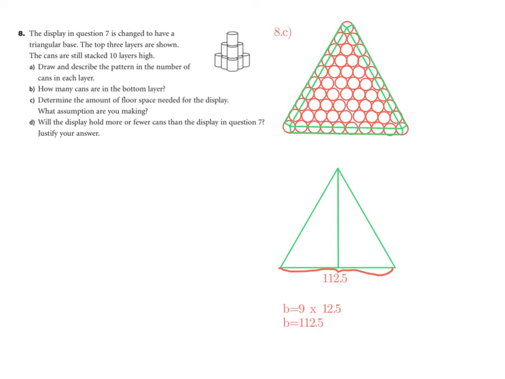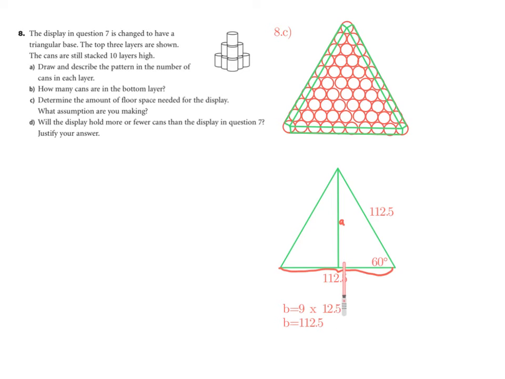Now to calculate the area of this, we're going to also need the height right here. That'll be a little bit of a challenge because it doesn't tell us. The cans aren't like straight up and down here. But we do know this length, and we do know this length, and we do know this angle is 60 degrees because this is an equilateral triangle. So 60, 60, and 60 are the 3 angles.